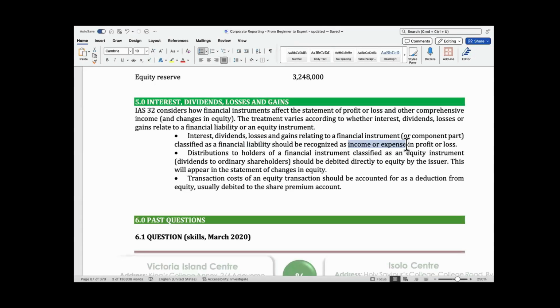But when you classify a financial instrument as equity, any dividend that you pay to ordinary shareholders, you are going to debit it directly to equity. That's why dividend paid to ordinary shares, you will never find it in P&L. It will only appear in the statement of changes in equity. That's where it will appear.